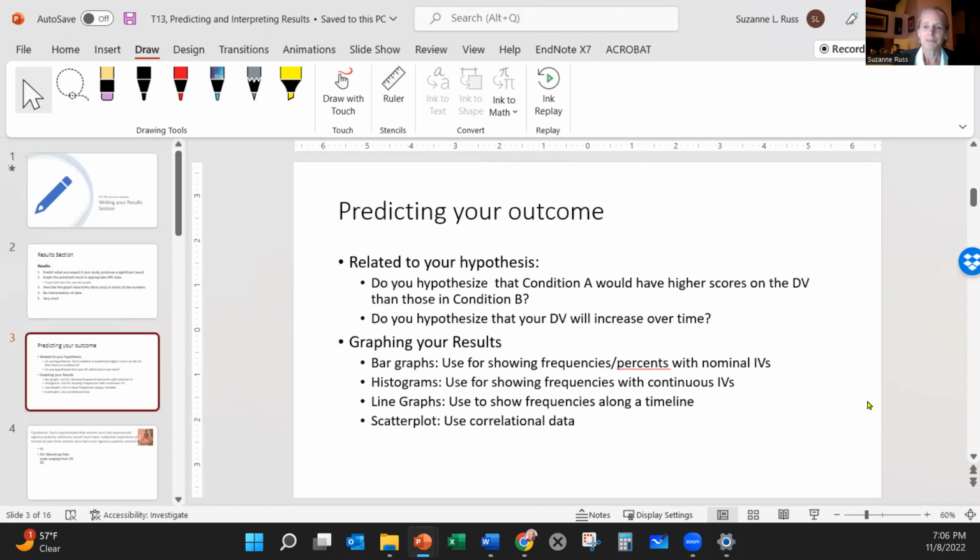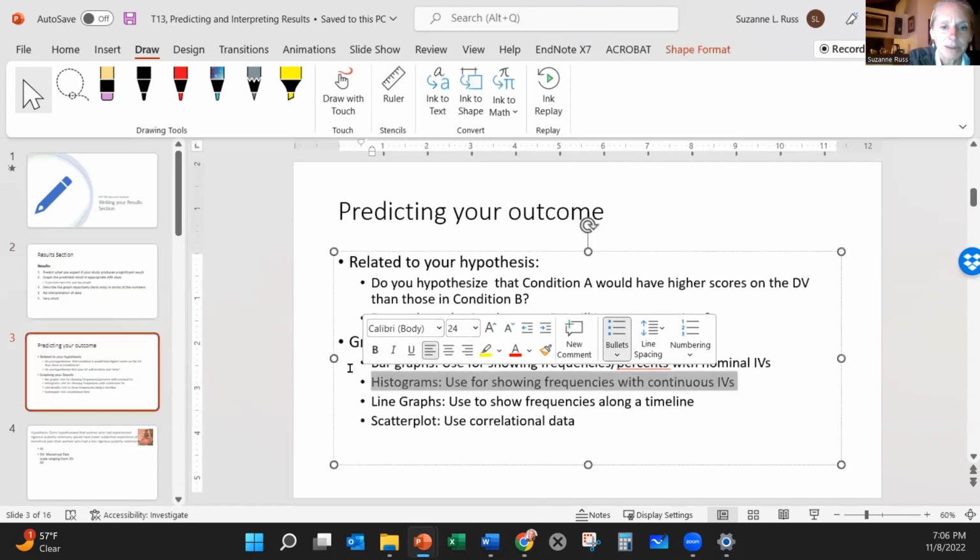So first off, you might be wondering, how am I going to predict my results? And this is related to your hypothesis. So if you hypothesize that condition A would have higher scores on the DV than those in condition B, that's what your graph will look like. Or if you hypothesize that whatever you're measuring will increase over time, then that will be related to your hypothesis. And I think that most of you in this class will be using bar graphs.